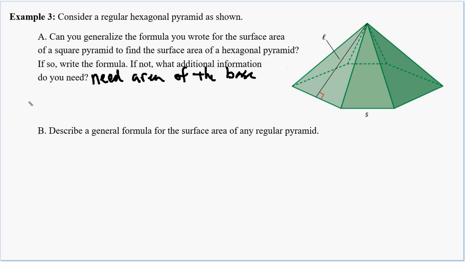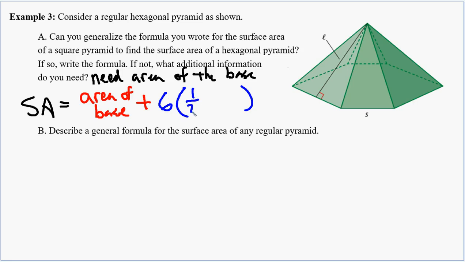Now, we could sort of come up still with a formula. We could write SA, the surface area of the hexagonal pyramid, equals area of base plus, now we're going to do our triangular sides. We've got 6 sides in a hexagon, and each side is going to be a triangle. And our triangle area is going to be 1/2, and the base, we're using S again. And the height of the triangle here is L. The length of that lateral side is L. So we could use that formula if we knew what the area of the base was.